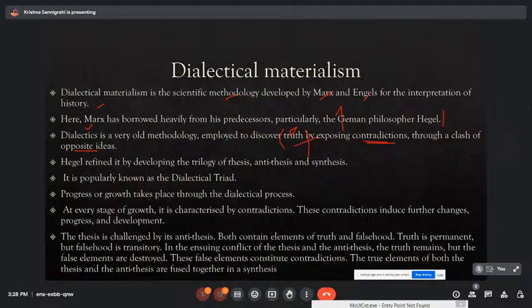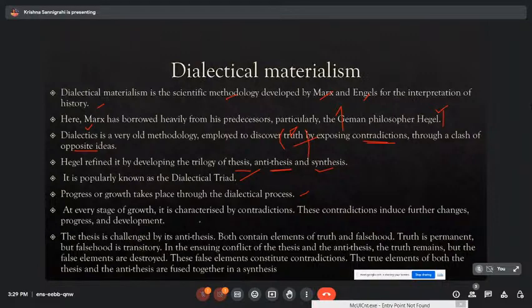Hegel refined it by developing the trilogy of thesis, antithesis, and synthesis. Because Marxism has taken from Hegel, we are studying his concept of thesis, antithesis, and synthesis. This is popularly known as the dialectical triad. Progress, or growth, something which is growing, takes place through the dialectical process. And the dialectical process is the process where the contradictions bring about the real face of the truth.